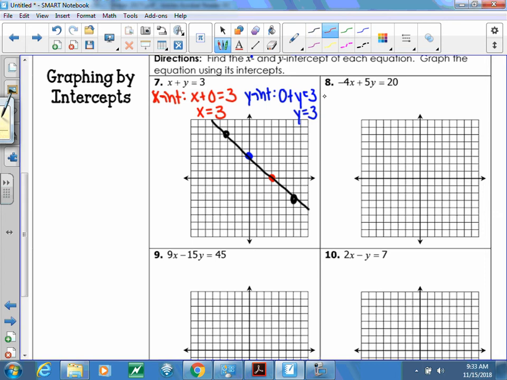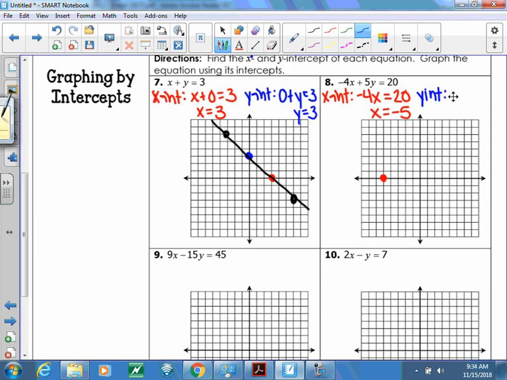All right, number 8. We'll go ahead and do the x-intercept. So I'm going to set y equal to 0. So negative 4x is going to have to equal 20. Notice that I eliminated a step in there because I know that anything times 0 is 0. So putting a 0 in for y really just gets rid of it, and I have negative 4x equals 20. Divide both sides by negative 4, and x equals negative 5. So to the left, 1, 2, 3, 4, 5. I go 5 units to the left.